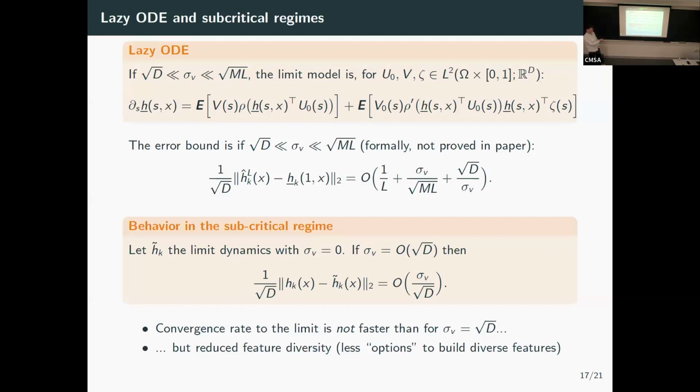Although, understanding why it's important to have diversity of features, at the moment, I'm being very vague. This requires much more understanding here.